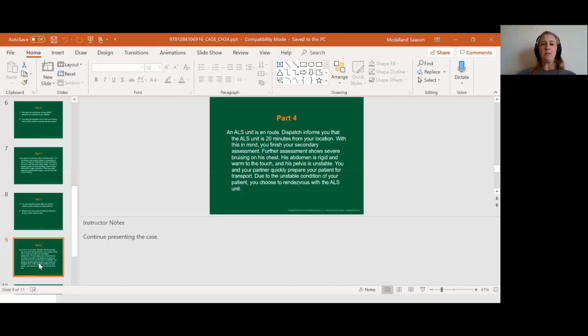A pelvic stabilizer doesn't need to be so tight that it causes your patient pain, but it does need to be tight enough that it does help stabilize the pelvis. And how can we tell if the pelvis is not stable?